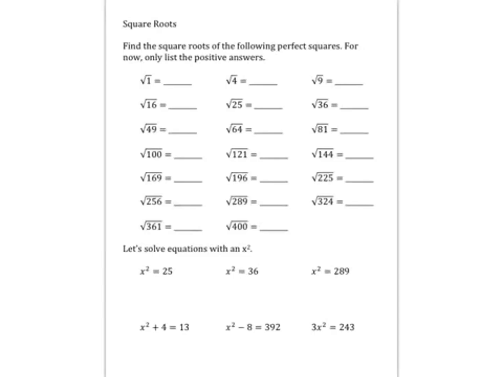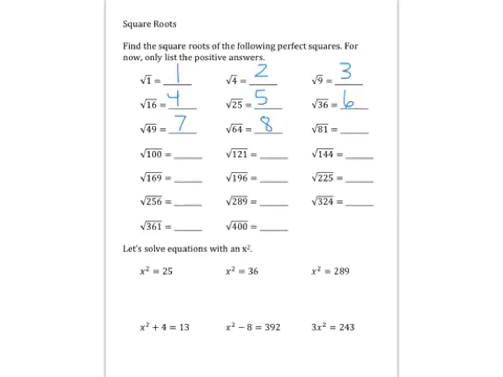Now let's take a look at square roots. We will find the square roots of the following perfect squares. For now, we will only list the positive answers. Square root of 1 is 1. Square root of 4 is 2. Square root of 9 is 3. Square root of 16 is 4. Square root of 25 is 5. Square root of 36 is 6. Square root of 49 is 7. Square root of 64 is 8.